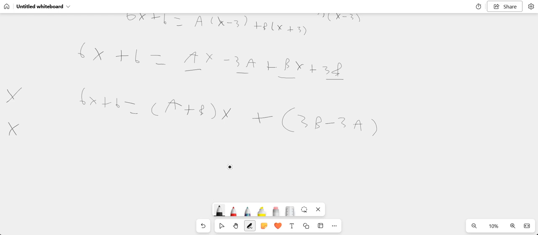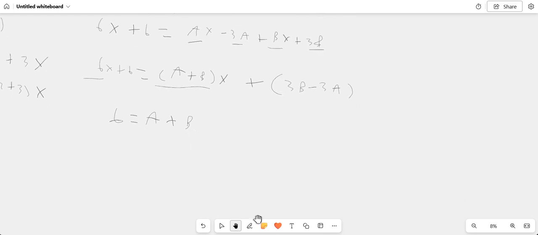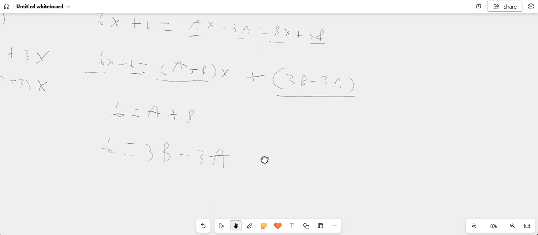So you're probably thinking now, so what are we doing now? Obviously, you need to equate coefficients. So 6 is equal to a plus b. 6 equals a plus b because the coefficients are the same. 6 equals 3b minus 3a, obviously because the coefficients are the same, yeah? So it's 6 there, that means the 6 has to be there, and if 6 is here, that means this has to be 6, yeah?